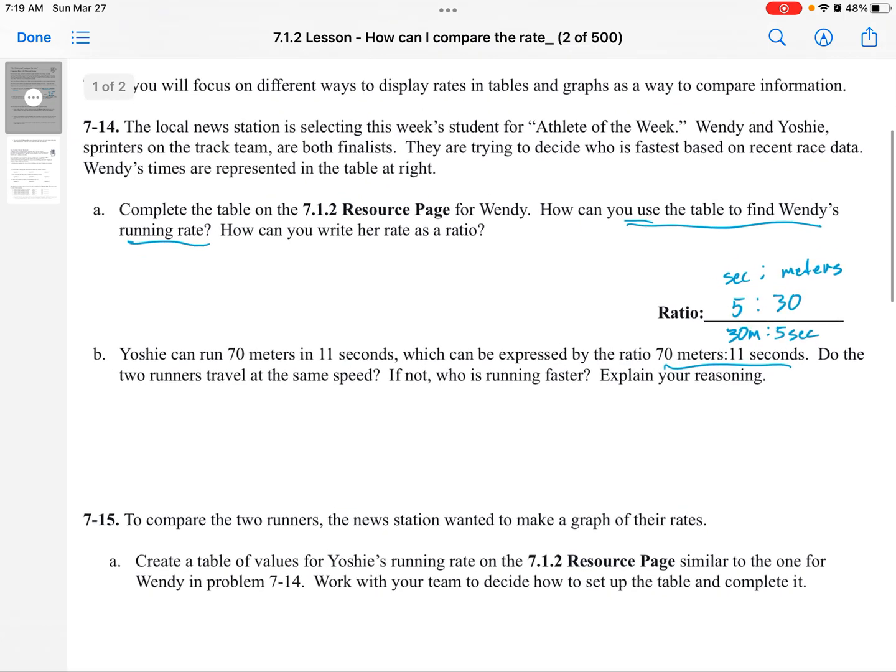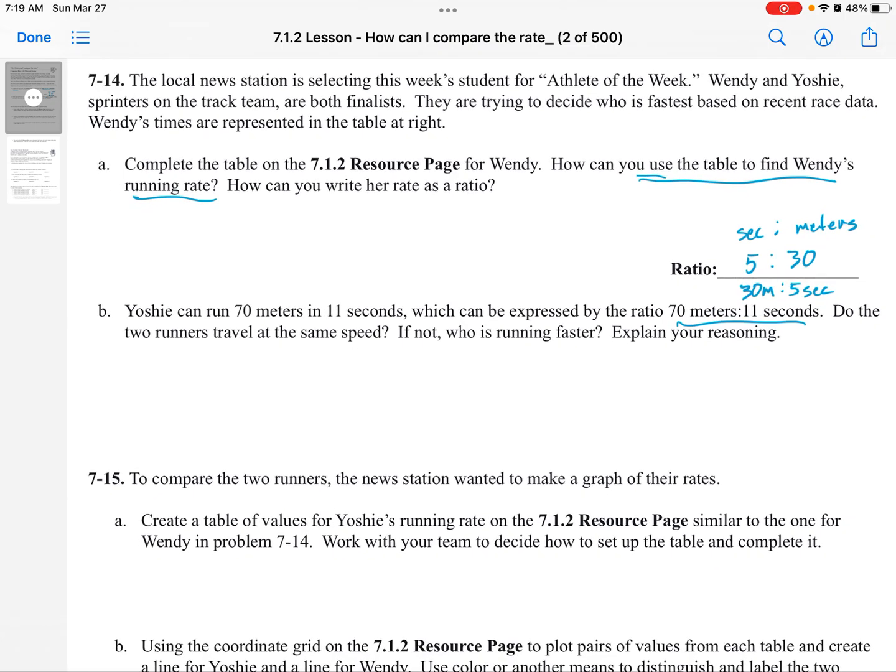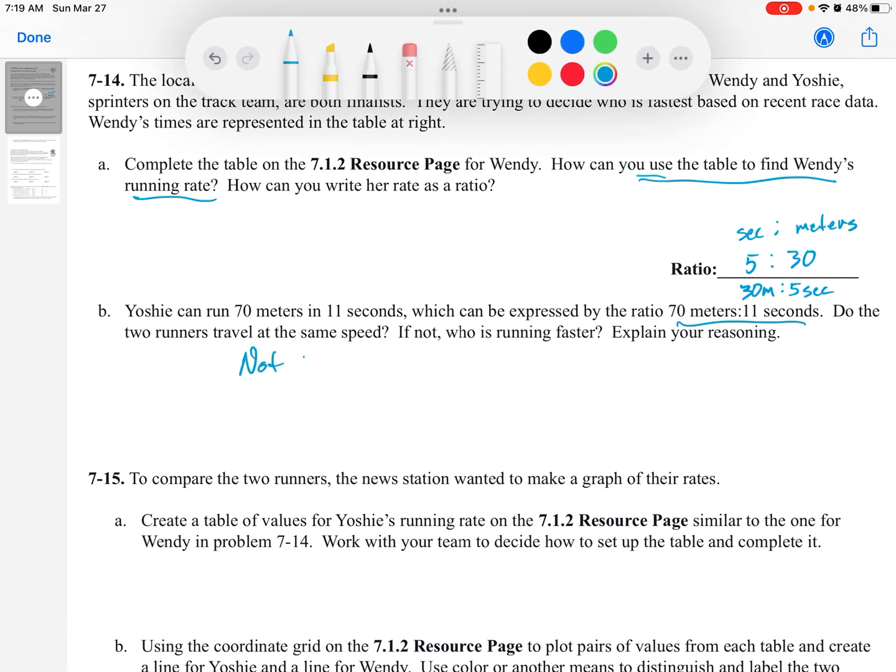So I'm sorry it's back and forth. I know you can pause and go back to the video, pause and stop and read or whatever, which can be expressed as a ratio of 70 to 11. Do the two runners travel at the same speed? Not sure yet, right? If not, who's running faster? I think, based on what it seems like, Yoshi is running faster because Wendy does 60 meters in 10 seconds.